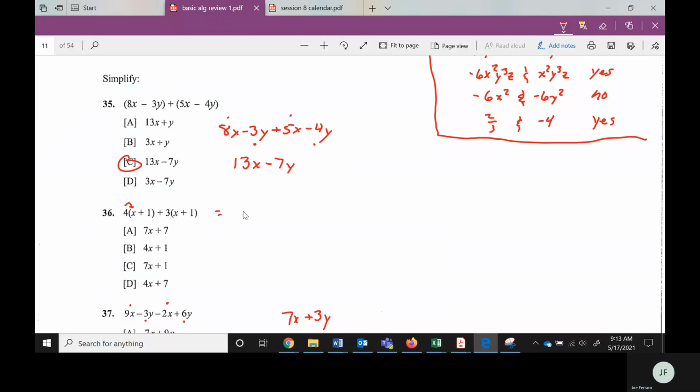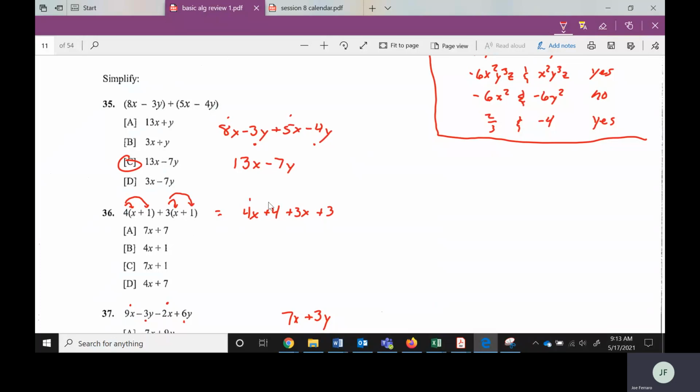So 4 times x is 4x. Then we take the number outside times an x. So that's plus 4. Now we go here, and it's plus 3 times x, so that's plus 3x. Then it's a plus 3 times a plus 1, and we get plus 3. So again, because that 3 is right next to the parentheses, that's when we do this distributive property.